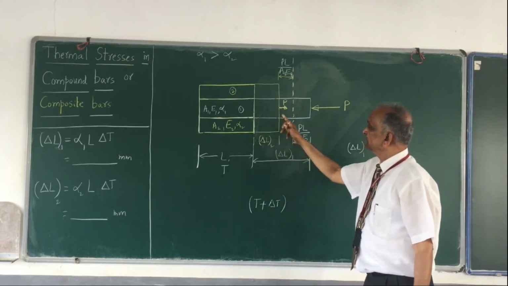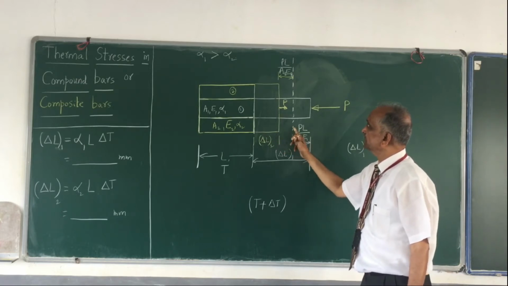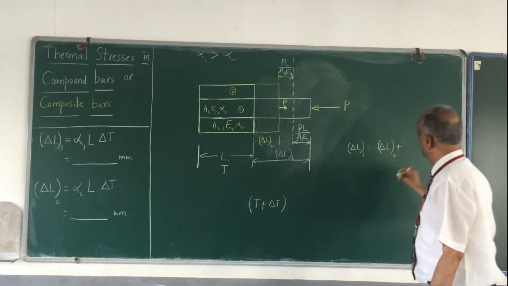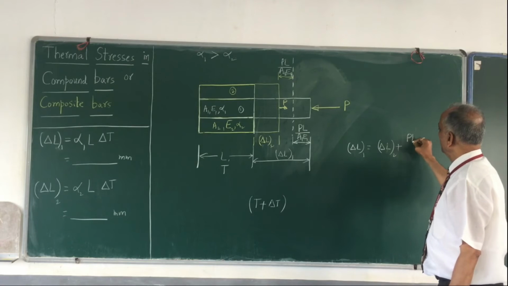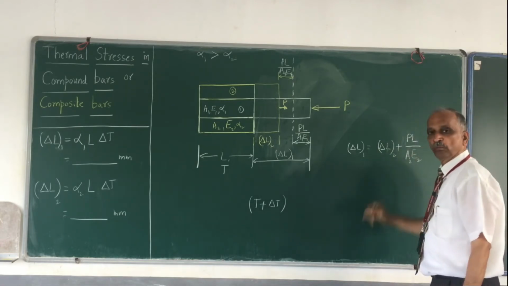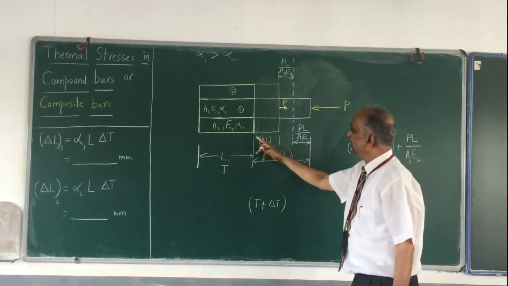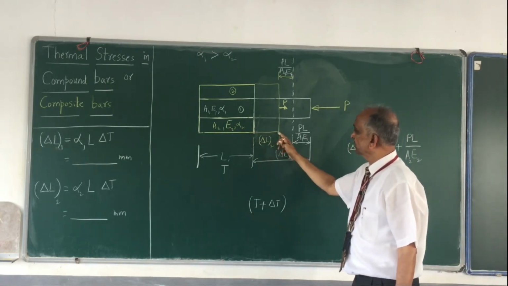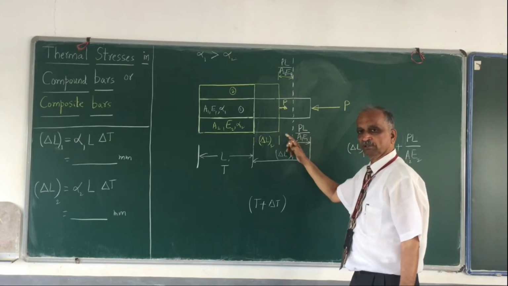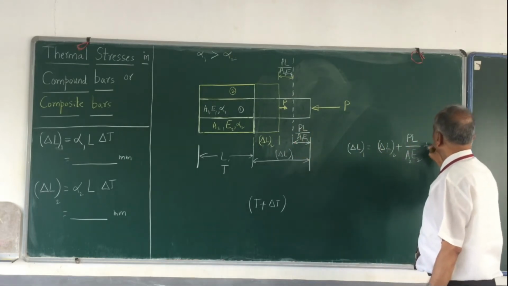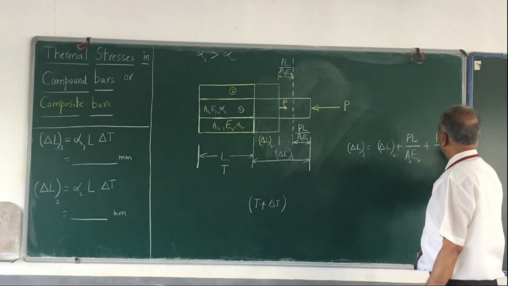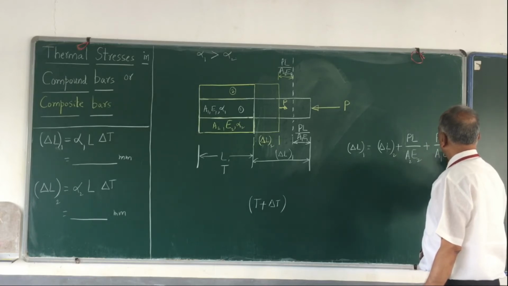Okay, this plus this length, what is that? PL divided by A2 E2. So I started from here, and this plus this plus this is equal to plus P into L divided by A1 E1.